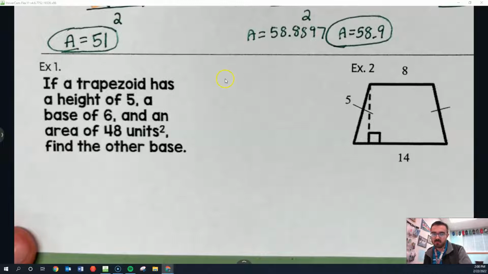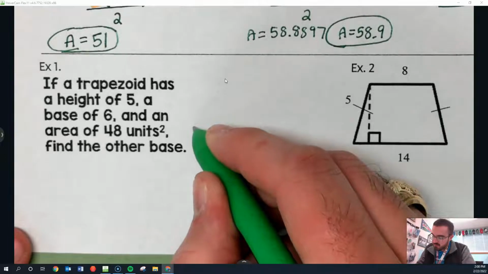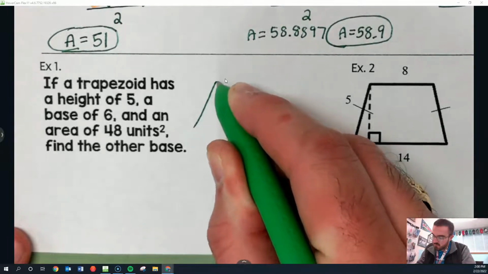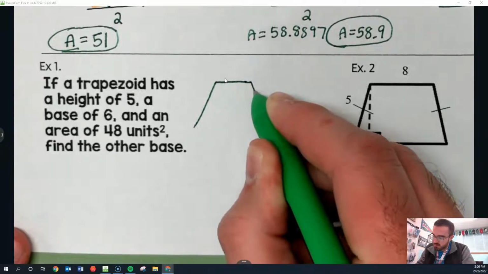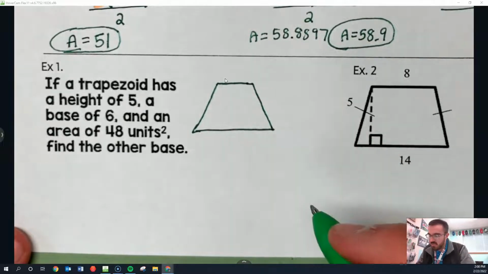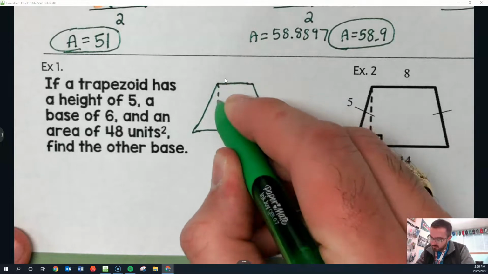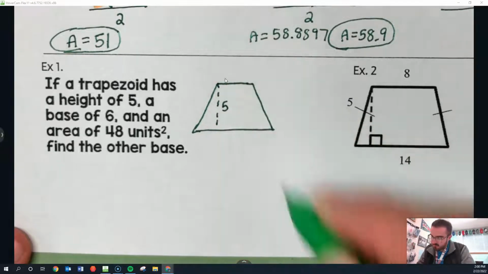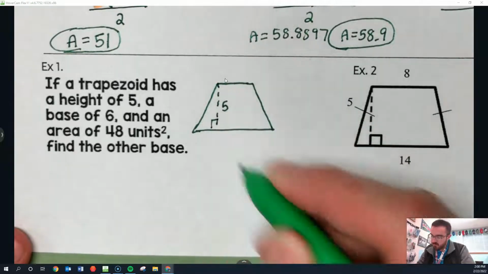All right, if a trapezoid has a height of 5, so let me draw a trapezoid. How about I draw it right here? Here's my little trapezoid. Give yourself some room. Don't make it too big. Here's my trapezoid. If my trapezoid has a height of 5, height of 5, that's what my height looks like.